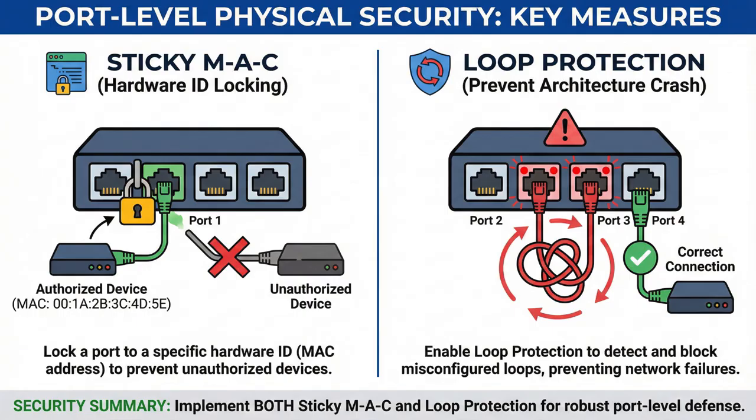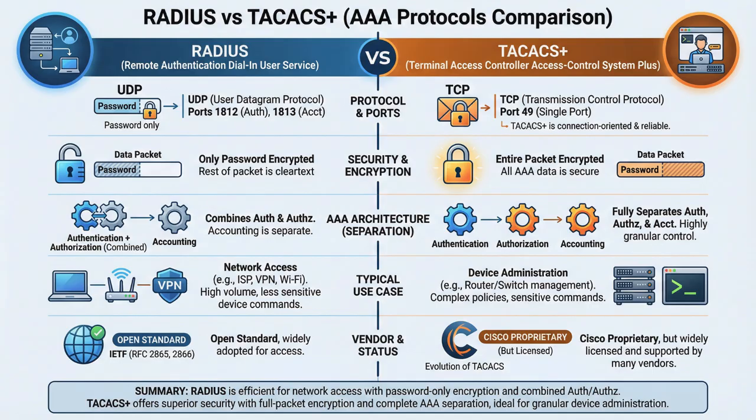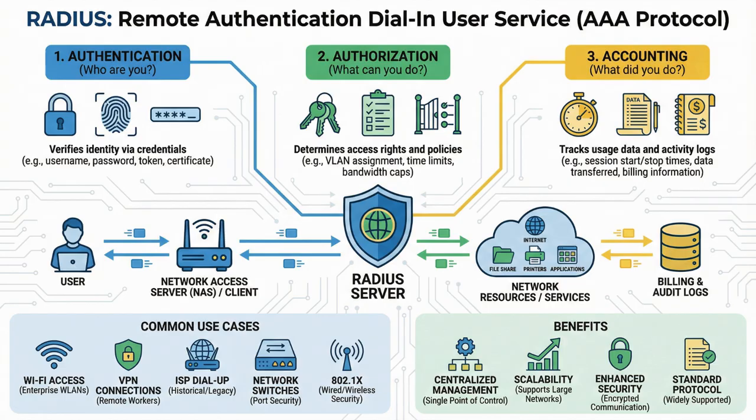This brings us to a critical distinction for the CISSP, RADIUS versus TACACS+. RADIUS is built for your users. It uses UDP, which makes it fast, but it only encrypts the password. The rest of the packet is sent in the clear. It also bundles authentication and authorization into one single step.